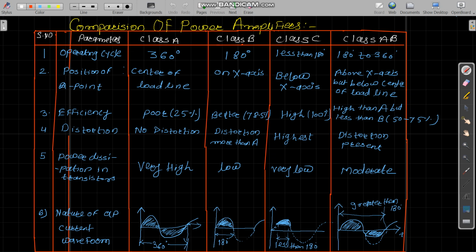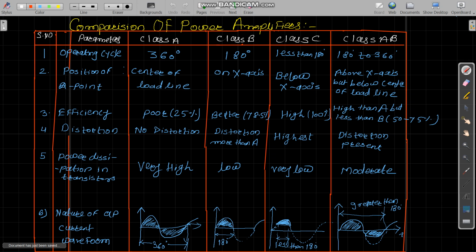Now let us see the class B power amplifier. Again, we select the operating point on the x-axis of the DC load line analysis. Because of that, the output is obtained only for half of the cycle. As you can see, this dotted line indicates that there is no output over this period, whereas this portion indicates that the output is produced only for positive half cycles. Because there is a loss of signal here, we get distortion at the output side, but the efficiency is quite good, that is 78.5%, and power dissipation is low, and this is its output waveform.